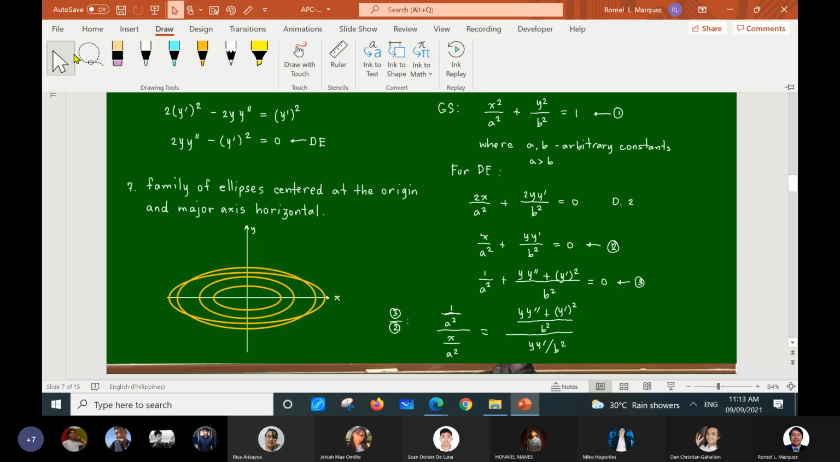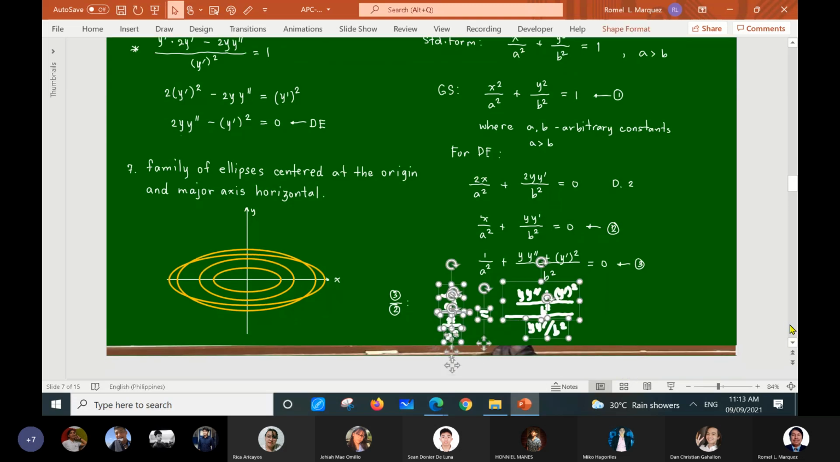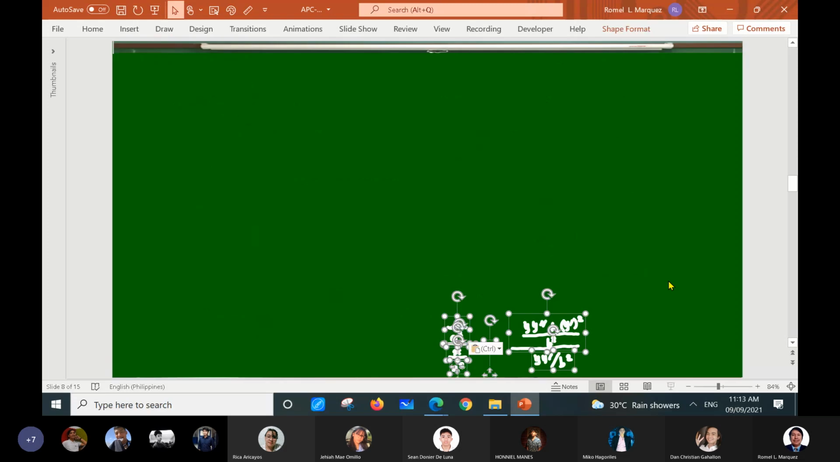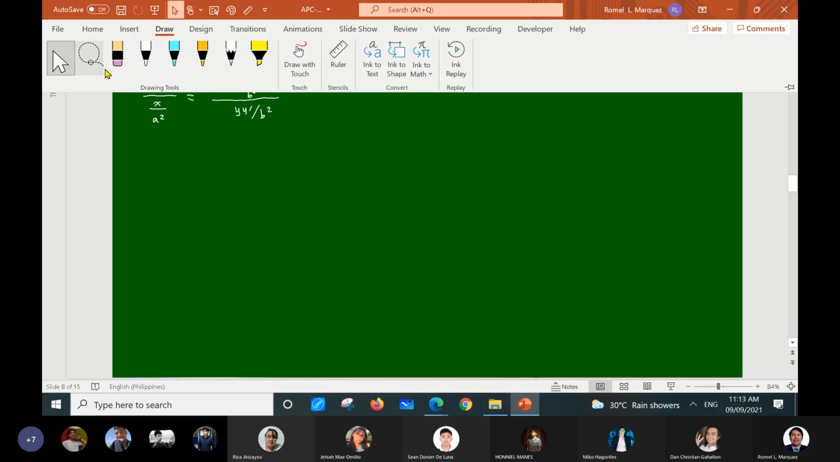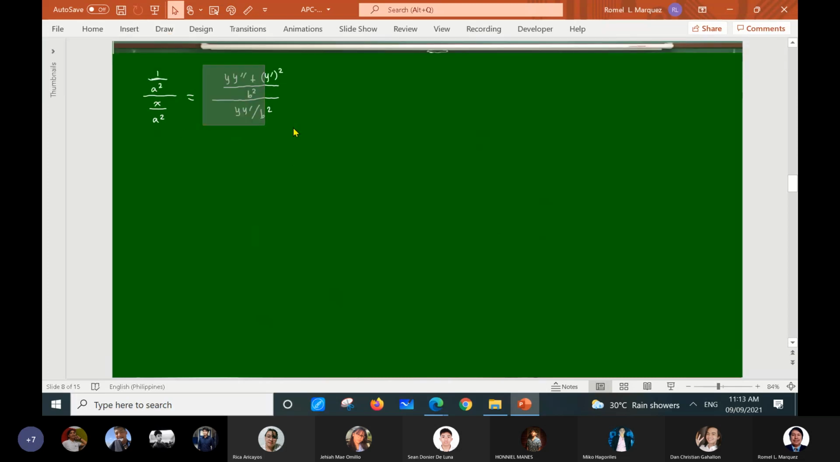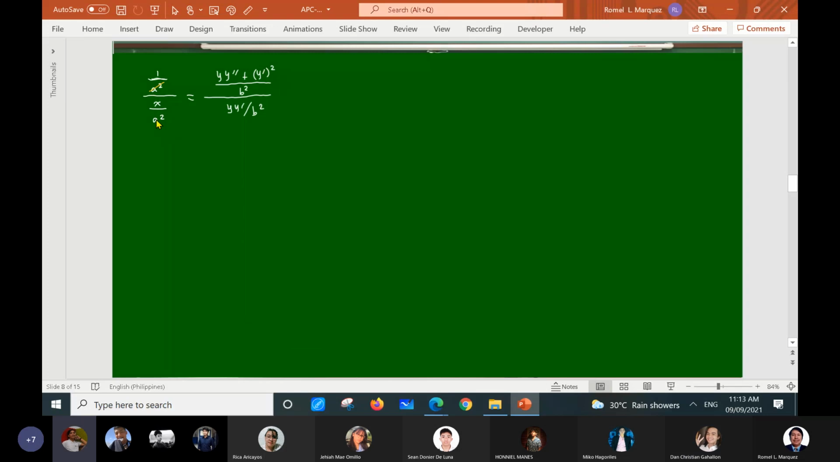O, simplify natin further yan. Copy natin. Wala tayong space. Lipat tayo sa kaliwa. Next slide. Yan. Ito yan, right? So, simplify na lang natin, ha? Guys. And then, that's it. Anong cancel, guys? We can cancel out a squared and b squared. What about b squared and b squared? Ano na lang natira? 1 over, over what? y double prime.